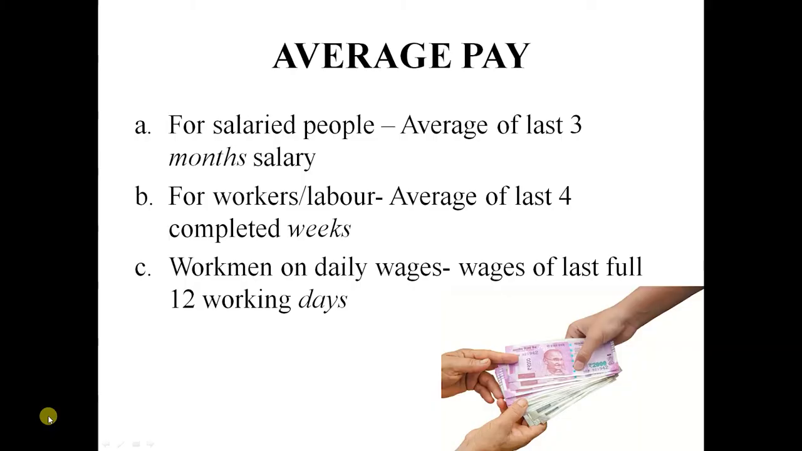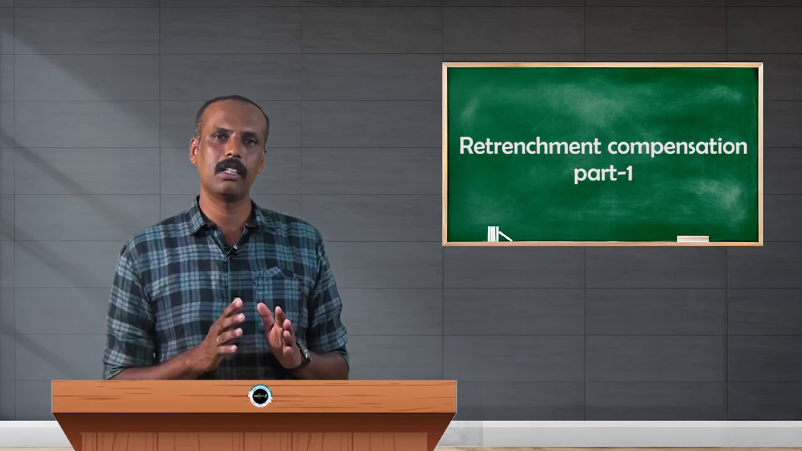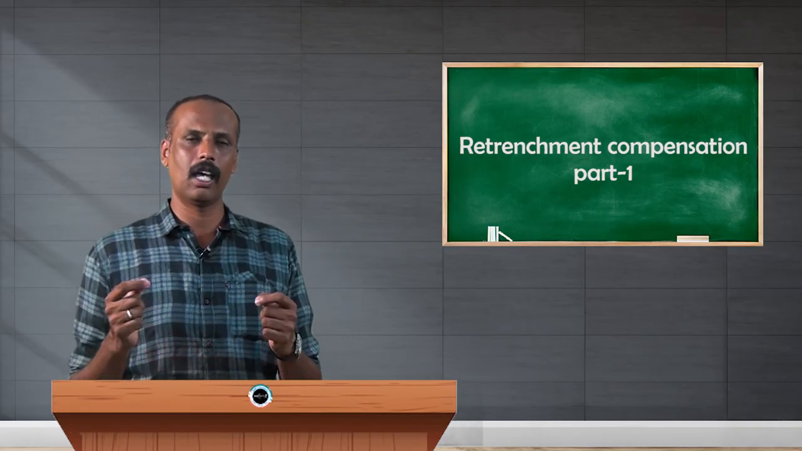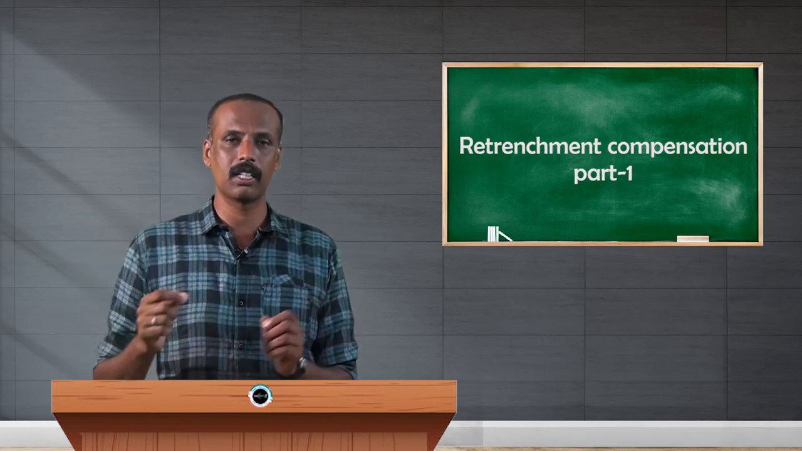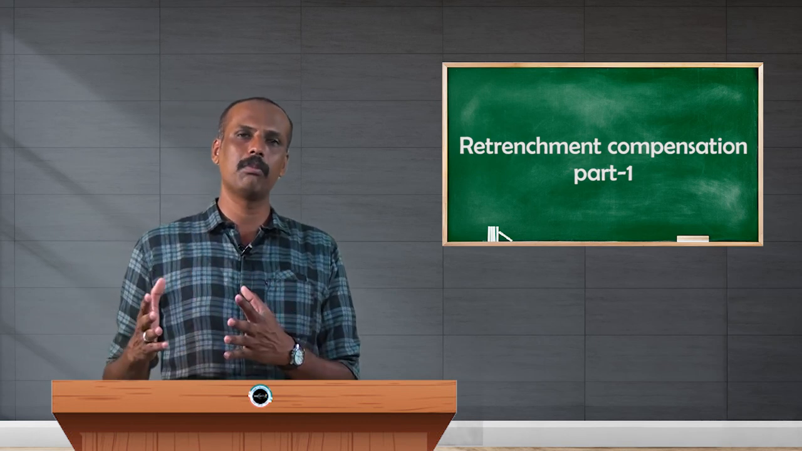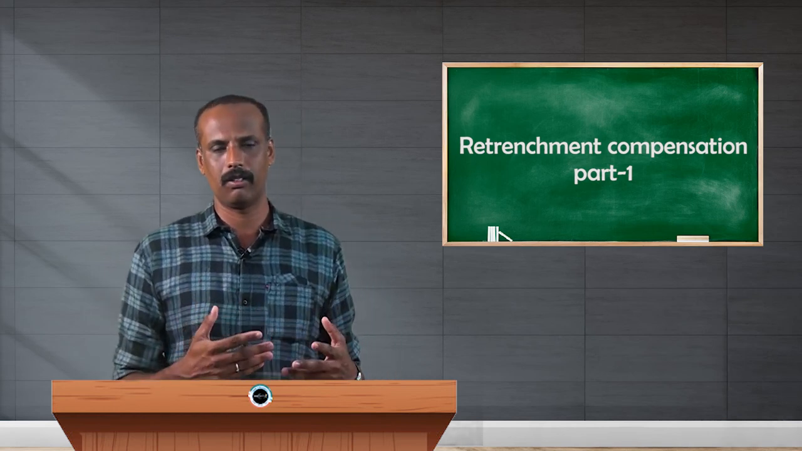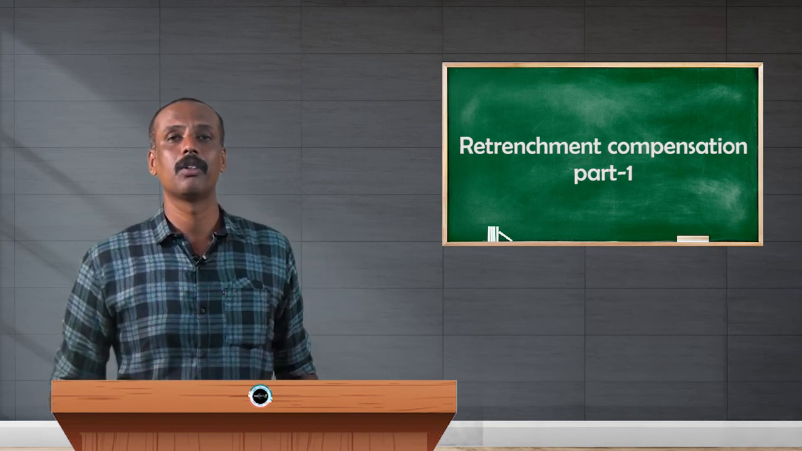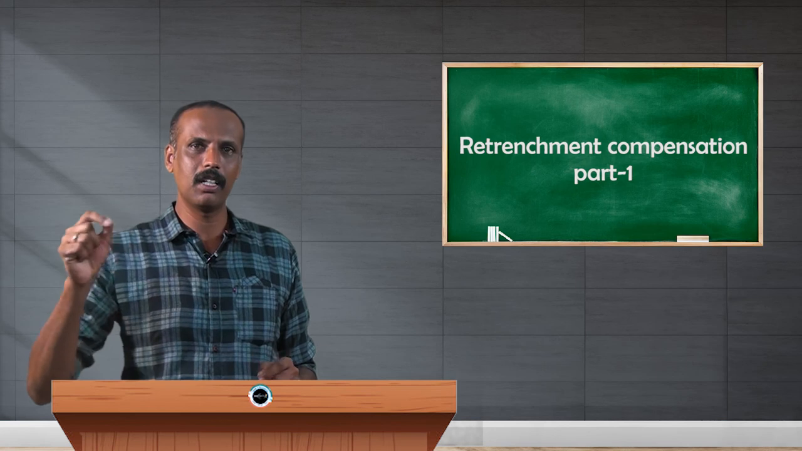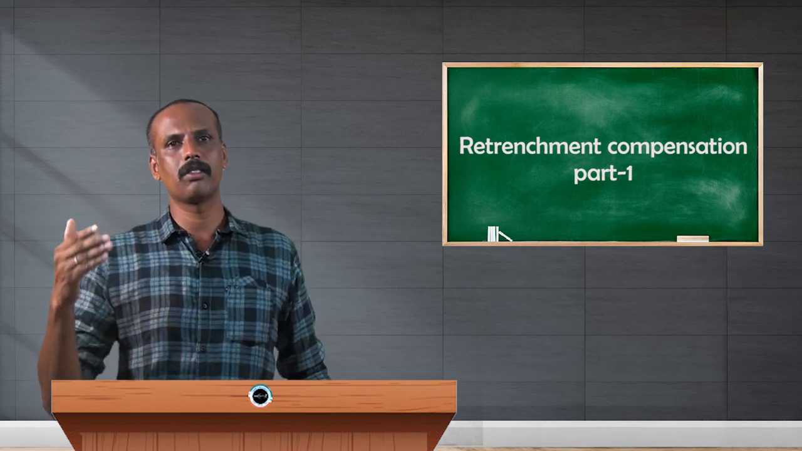I told you 15 days' average salary. Then what do we mean by average salary, average pay? We have three categories: the person who is working on a monthly basis, the person working on a weekly basis, and the person working on a daily basis. As per the Industrial Disputes Act, everyone has the right to receive compensation if retrenched. The worker may be permanent or not permanent, a monthly employee, a weekly salary employee, or a daily wages employee. While calculating 15 days' salary, we have to go according to his category.